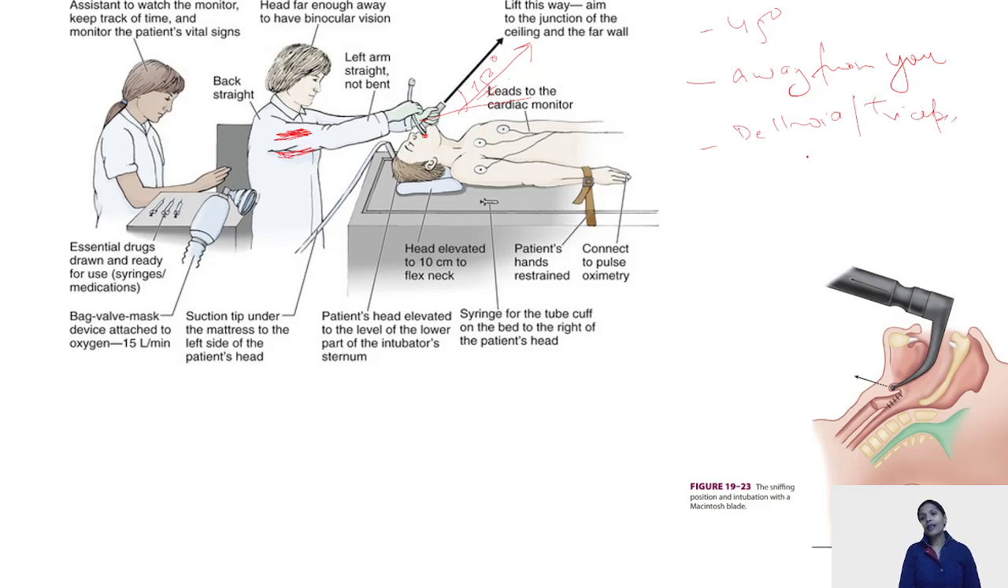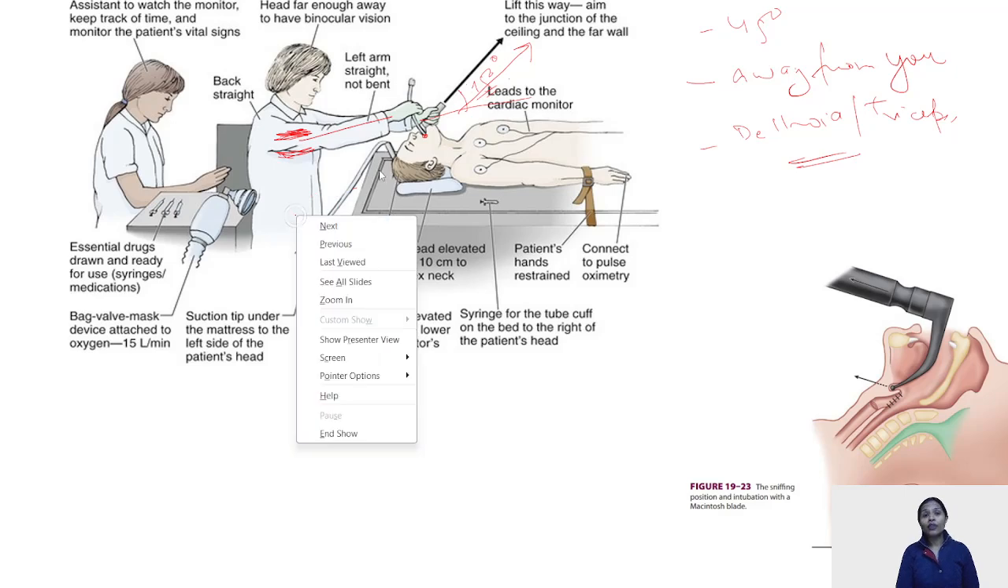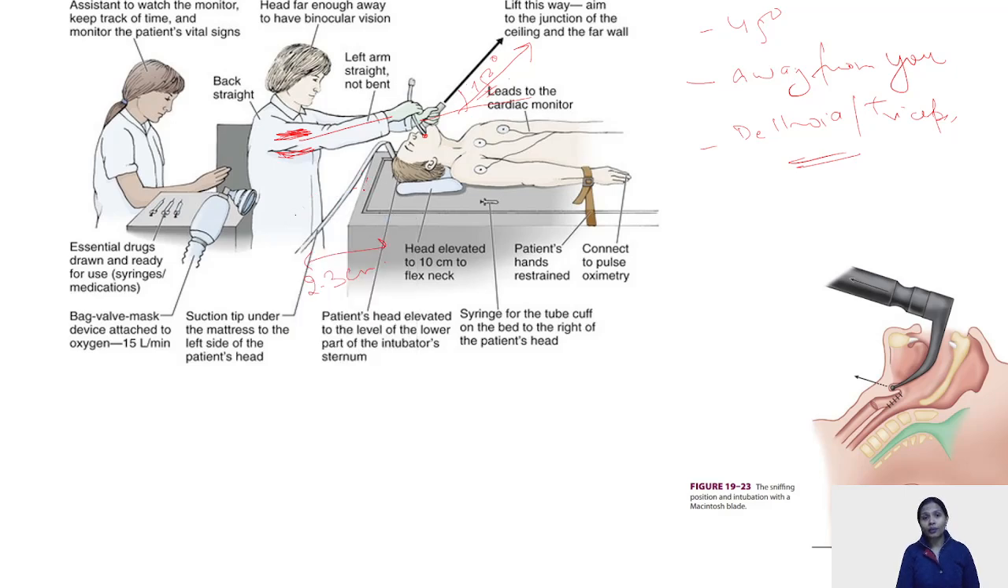Your forearm has to be kept straight and you have to be around 2 to 3 centimeters away from the bed. Never be just on the edge of the bed, because you are not able to have a good view of the laryngeal structures. Always keep a little away from the edge of the bed. Done. This is how it will help you have a good binocular vision.